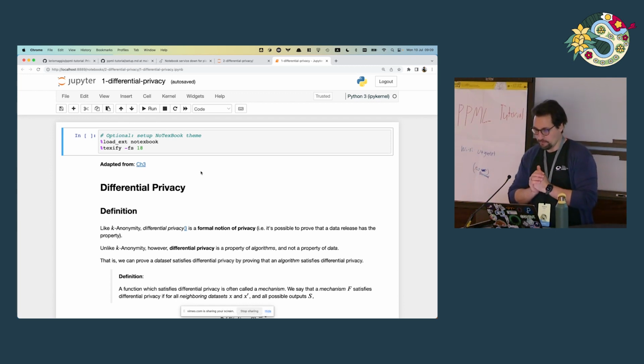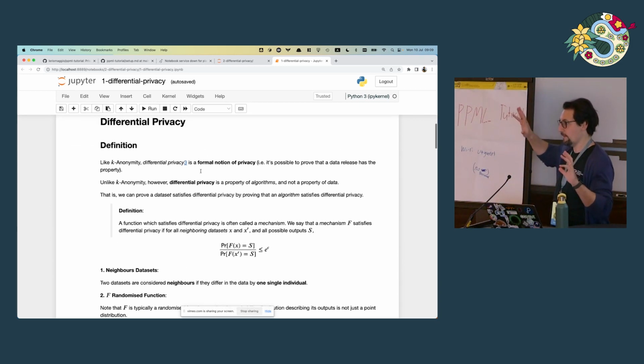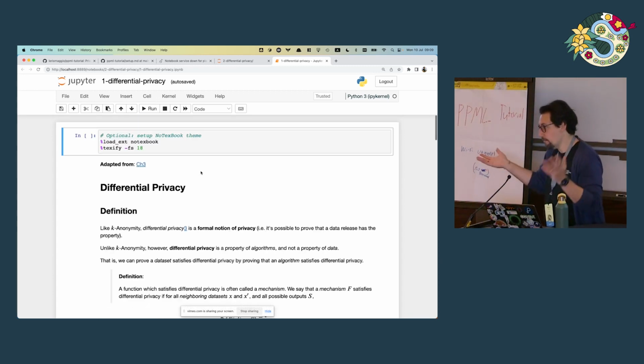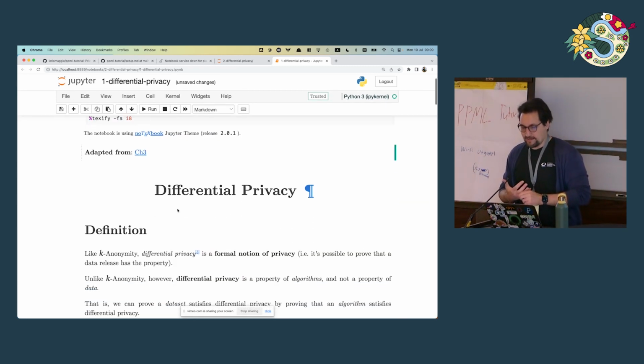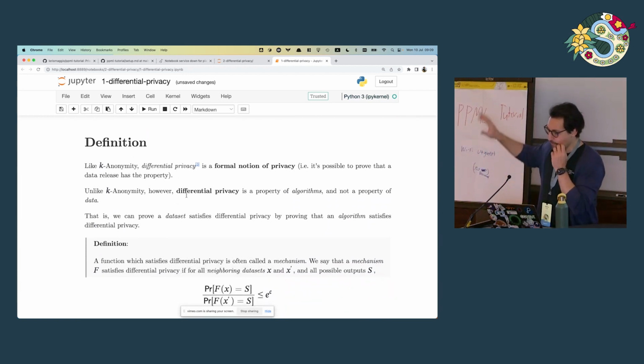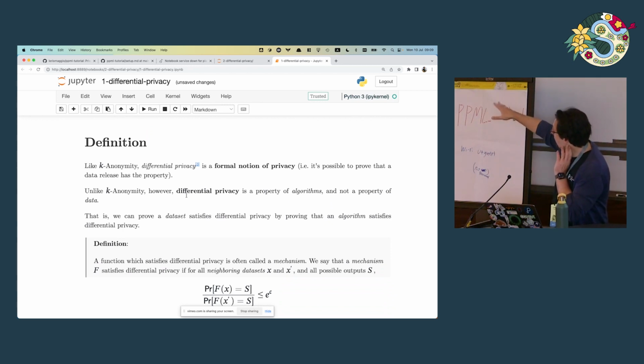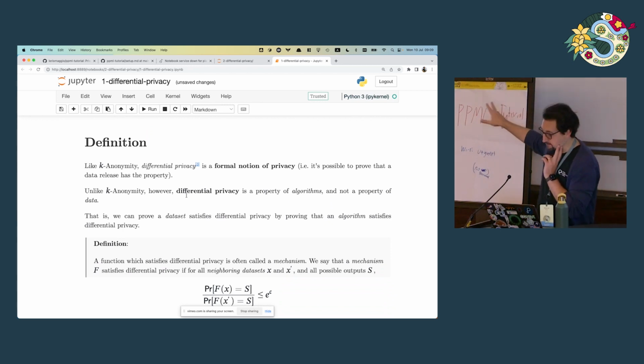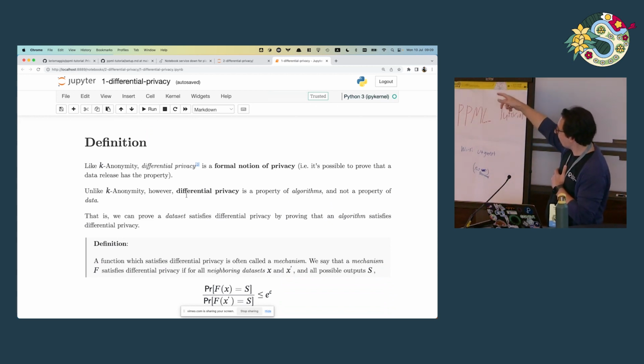And so the formal definition of differential privacy is this. A function which satisfies differential privacy is called a mechanism, or an algorithm, whatever the synonym. We say that a mechanism F satisfies differential privacy if, for all possible neighboring datasets x and x prime, and all possible outputs s of the function, the probability of the function generating s on x over the probability of the function generating s on x prime is less than e to the epsilon. This is the formal definition.